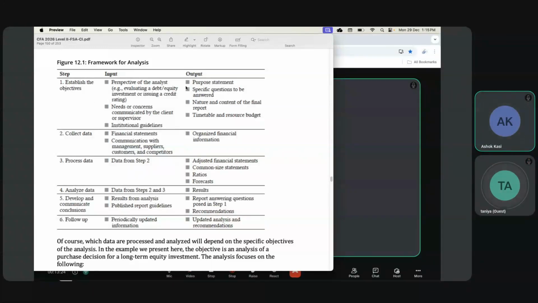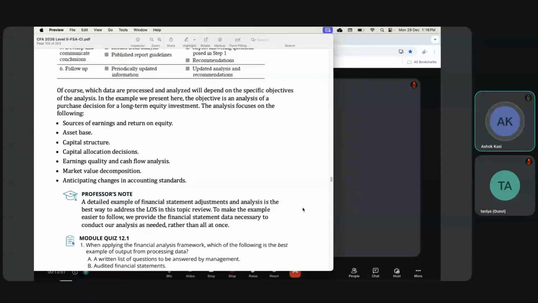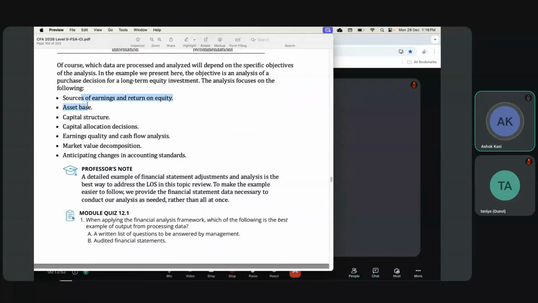Are you able to understand this one? Yeah. Okay, so when you go into in-depth analysis like this, each and every subtopic you will have to check. For example, debt to equity ratio, return on equities, or how much they are raising capital, or capital expenditure. See, they have given some examples.